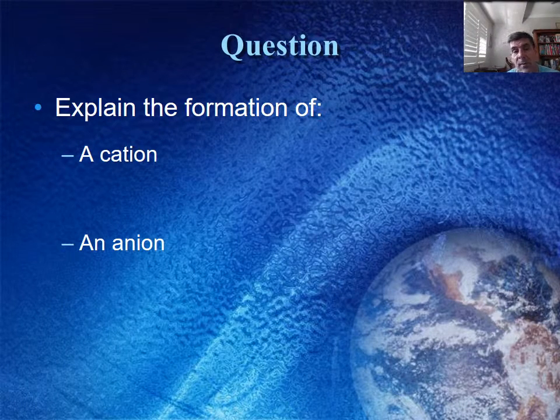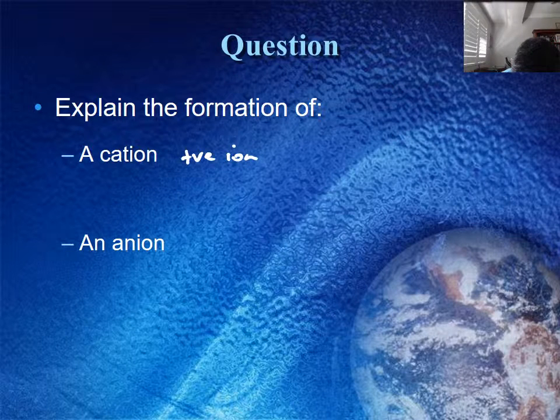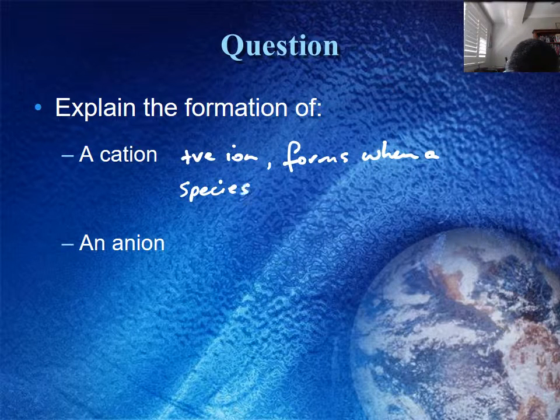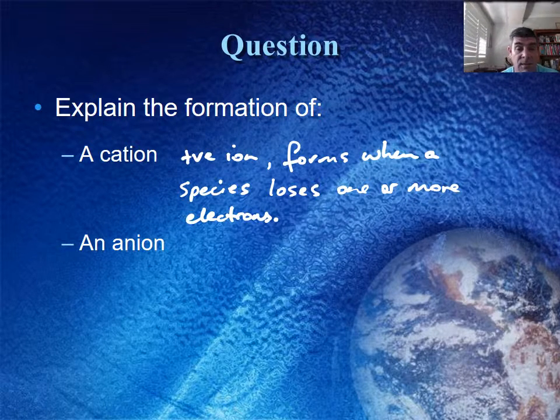So can you explain the formation of a cation and an anion? The cation is a positive ion, and therefore it forms when a species, an atom or a group of atoms, loses 1 or more electrons. And this will produce a positively charged particle, or a cation.